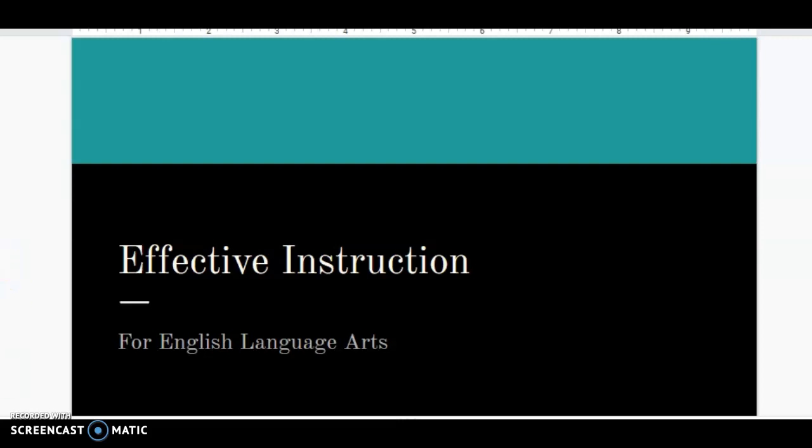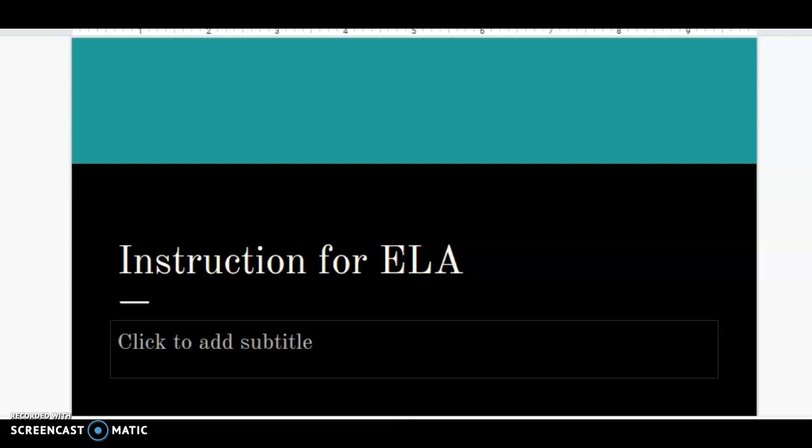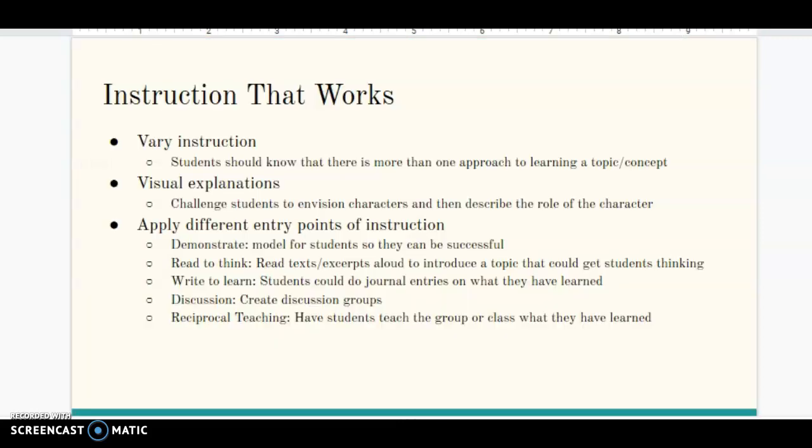So to start off, we're going to start with instruction for ELA and what works best. Something that works best is providing different approaches to how to learn a topic. Even though we have to be consistent within our teaching, we should let students know that there's more than one way to learn a topic, especially for those students that learn in different ways, so that's a form of differentiation. Visual explanation, which is also a form of differentiation.